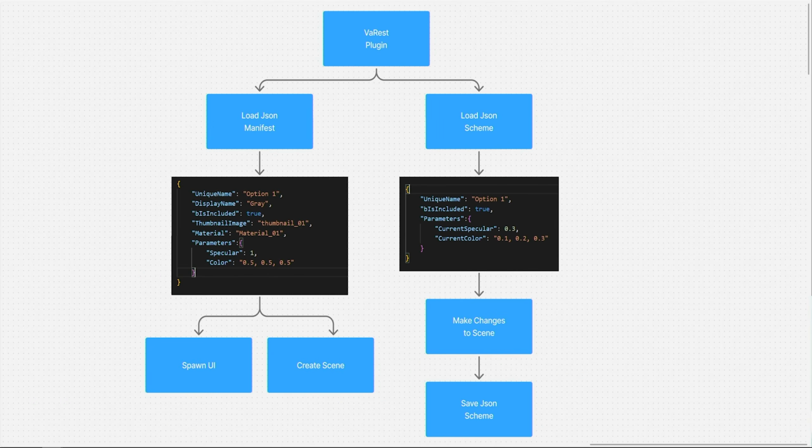And then on the right there, we will load the JSON scheme. So there's a general default save file for each individual option that we'll load. And again, it looks pretty similar to the other one.